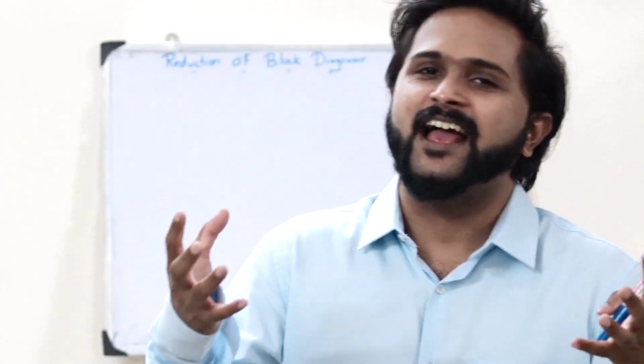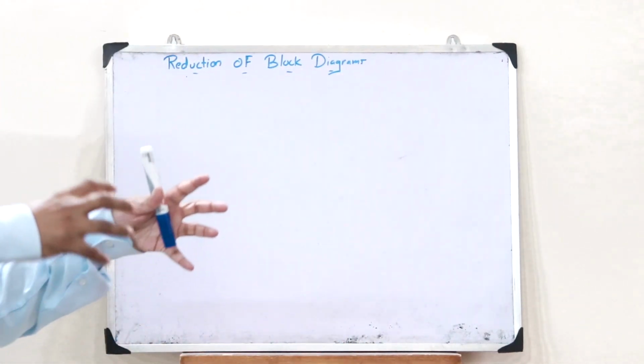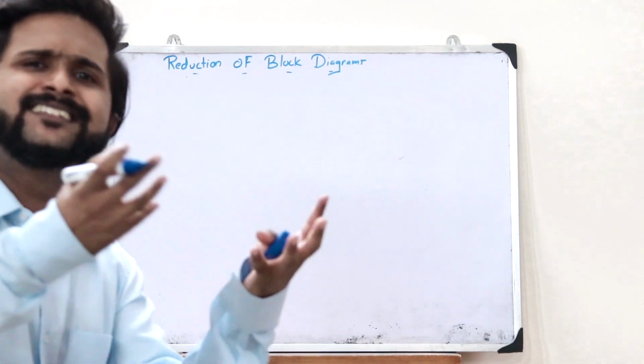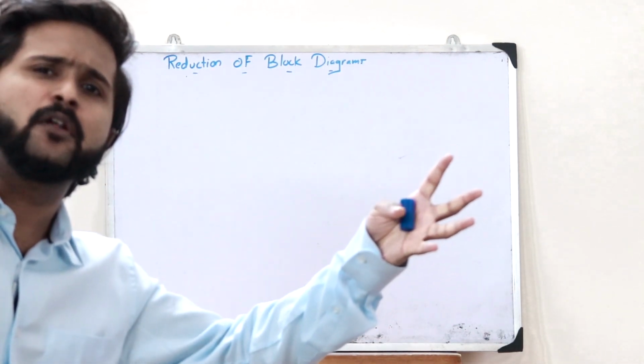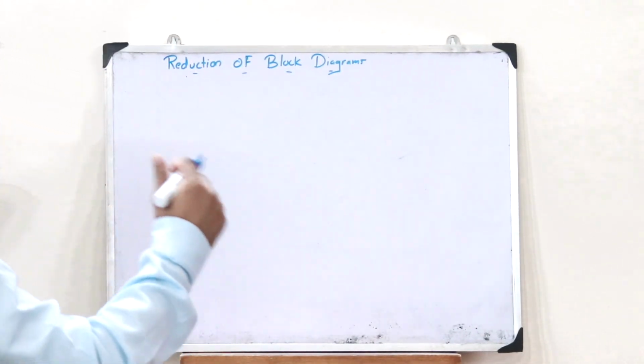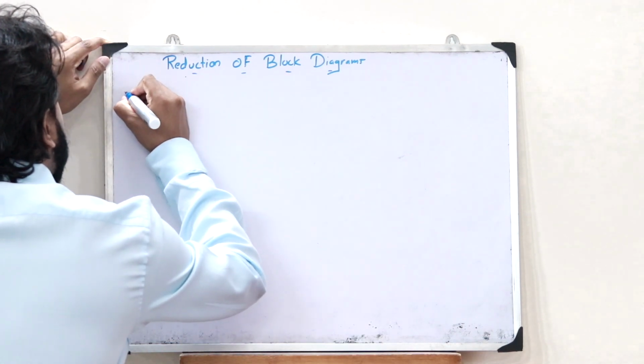So let us ask ourselves that obvious question. How do you reduce huge complex block diagrams into simpler blocks? Well, let's find out. For the purpose of reduction of block diagrams, there are certain rules that we have to follow. If we follow those rules, then we can simply reduce a huge block diagram into a very simple and small block.